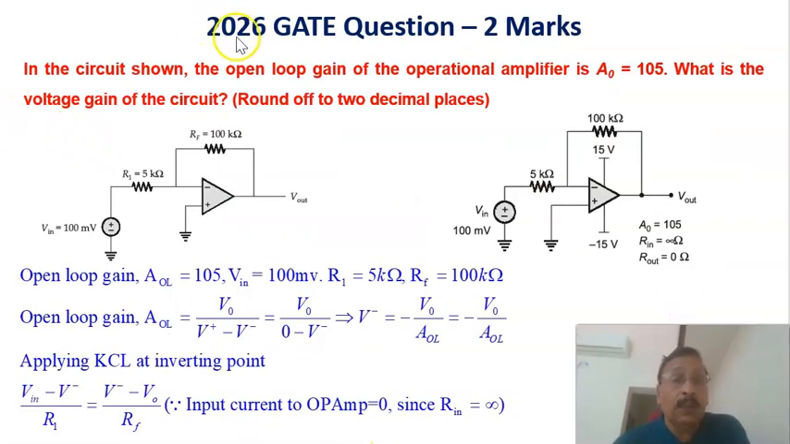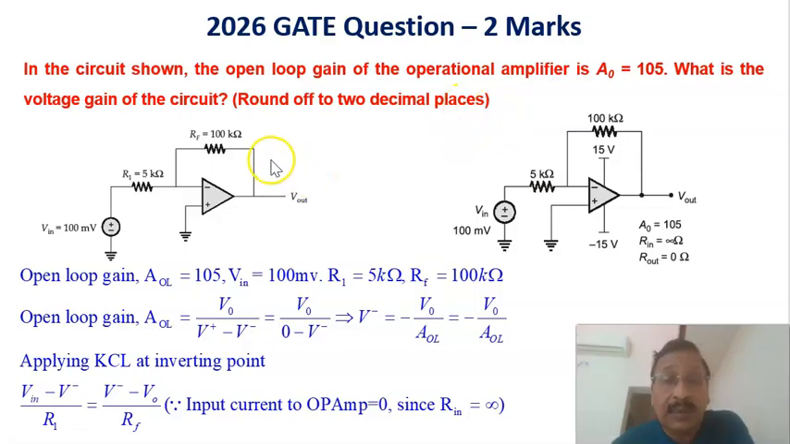Now let us see another problem of the 2026 GATE question, and that carries 2 marks. In the circuit shown, the open loop gain of the operational amplifier is given as 10^5. What is the voltage gain of the circuit? Round off to 2 decimal places.